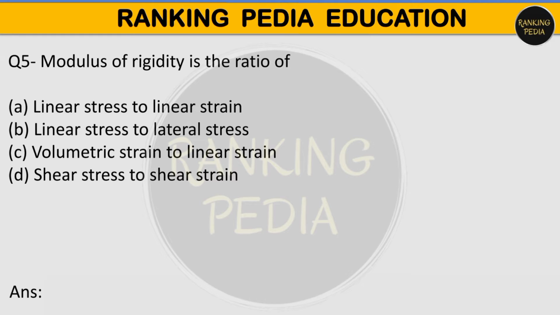Next question: modulus of rigidity is the ratio of? Your options are: A, linear stress to linear strain; B, linear stress to lateral stress; C, volumetric strain to linear strain; or D, shear stress to shear strain. Modulus of rigidity is also known as shear modulus, and it is defined as a material property with a value equal to the shear stress divided by the shear strain. So modulus of rigidity is the ratio of shear stress to shear strain. Option D is correct.